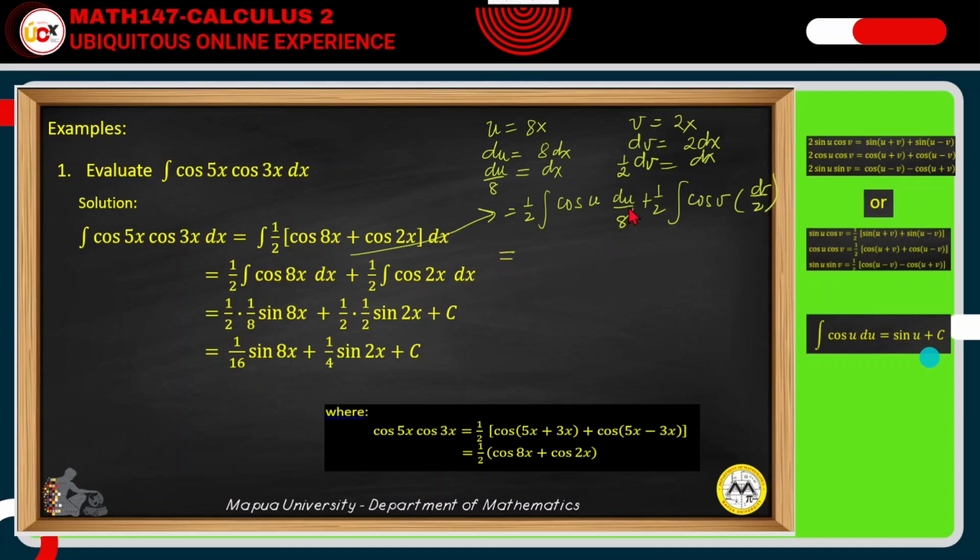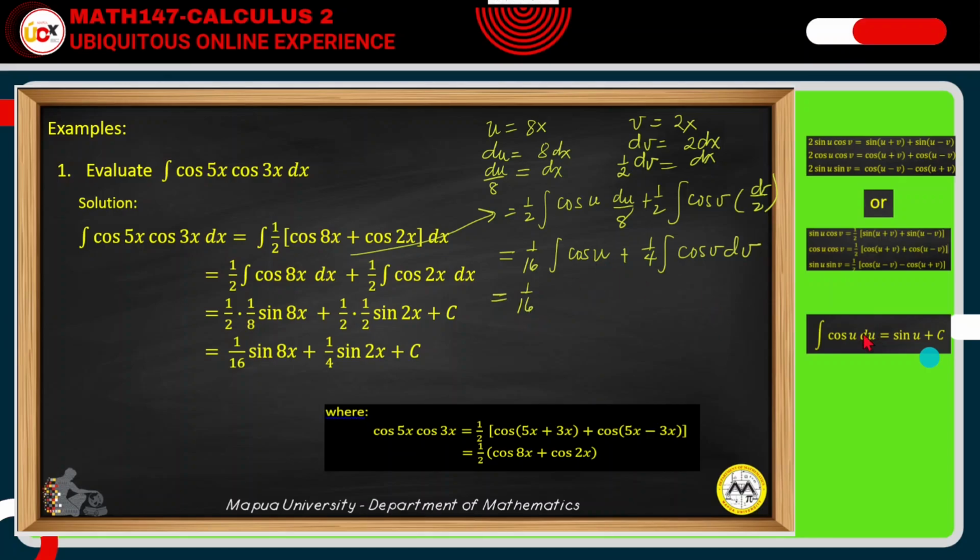Then by simplifying further, we factor out this constant 1 over 8, then we multiply by 1/2, so we get 1 over 16 times the integral of cosine u, plus 1/2 times 1/2, so we get 1/4 times the integral of cosine b db. But what is the integral of cosine b?